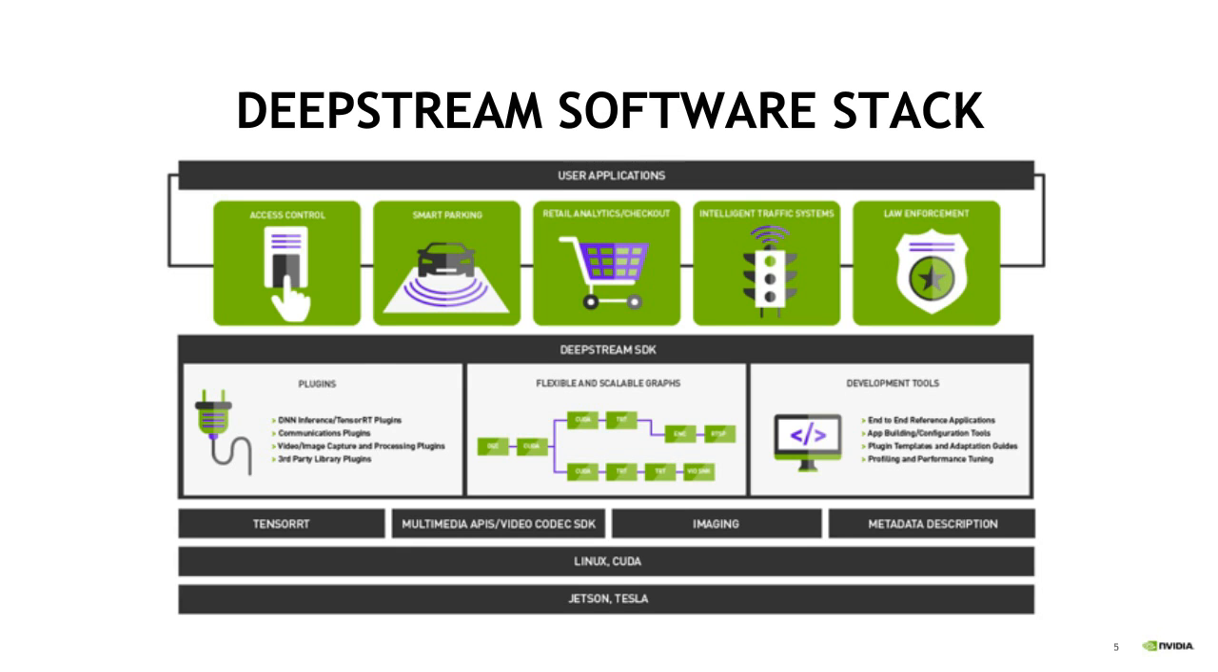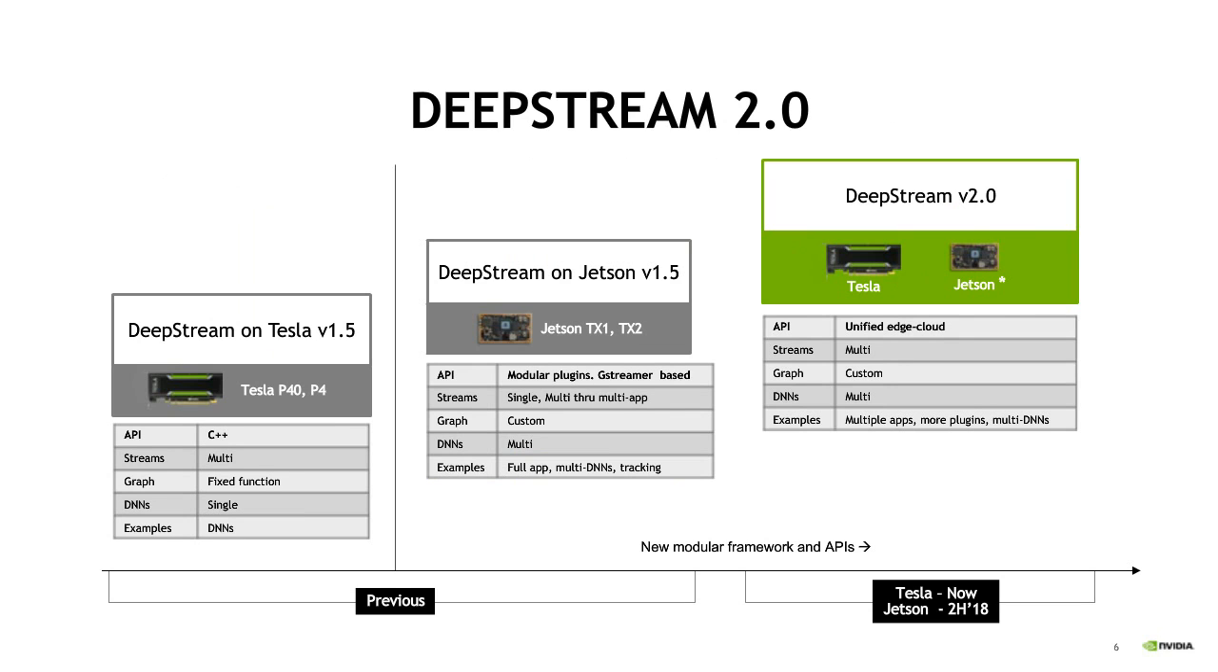You can see that we've had previous releases of DeepStream for both Tesla and Jetson. The earlier release for Tesla had limited graph configuration and could only run a single deep neural network. With the latest version 2.0 for Tesla that's available now, we are providing a unified set of APIs that allows you to process multiple streams and run multiple deep neural networks simultaneously. The Jetson version of DeepStream version 2.0 is targeting a release later this year.